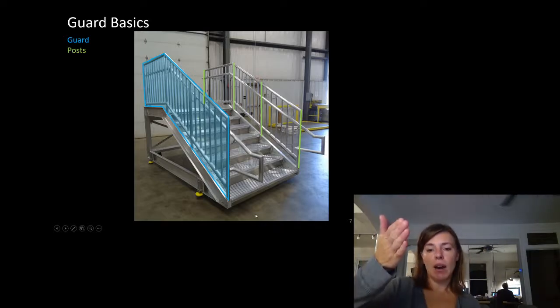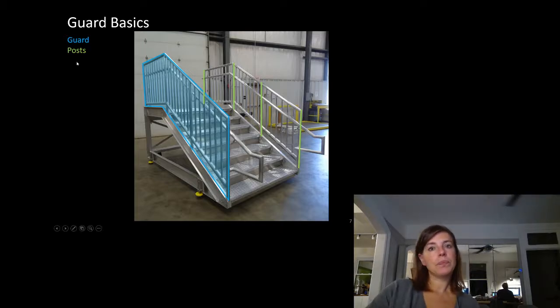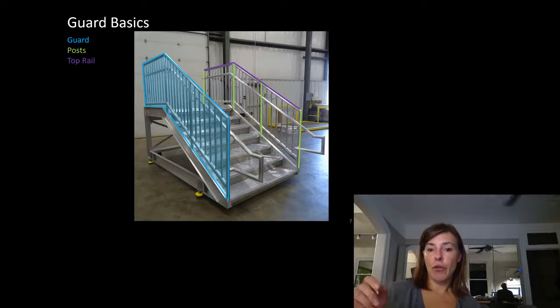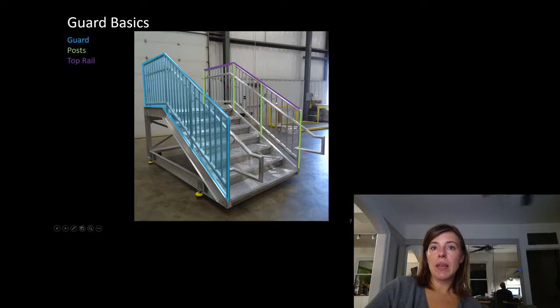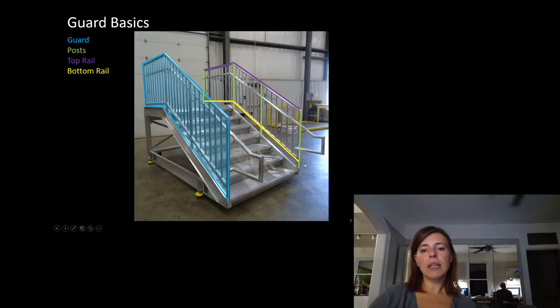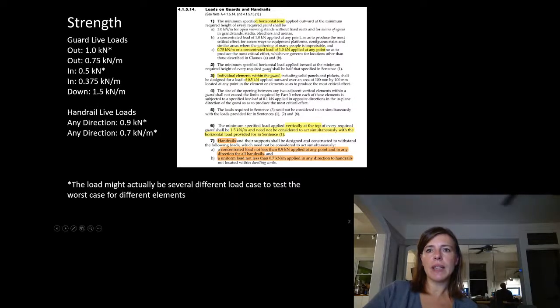If we had a plate guard, we would have something continuous happening all the way along. Top rail is where we're going to apply our guard forces. So that's got to be 3.5 feet above what we're looking at. Bottom rail, less structurally important. There are some, actually I wanted to go back and look at this.